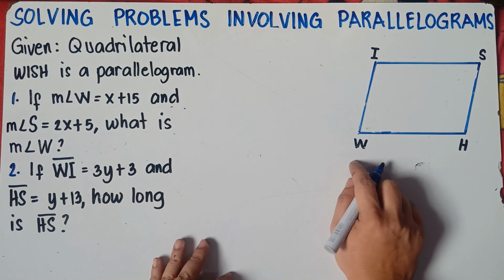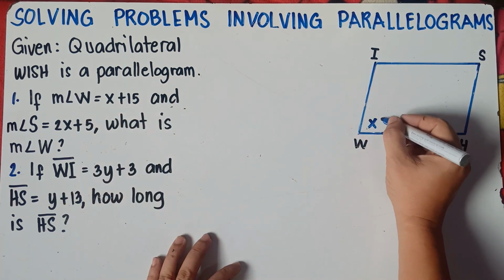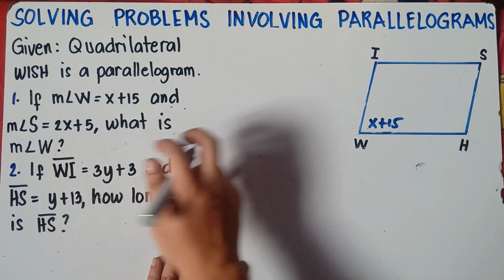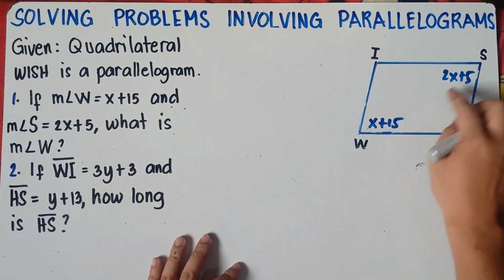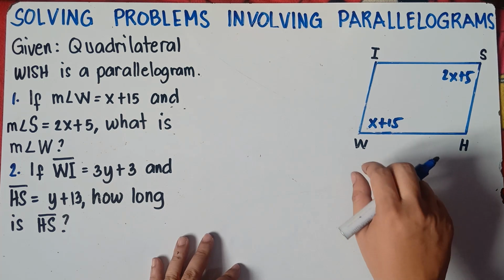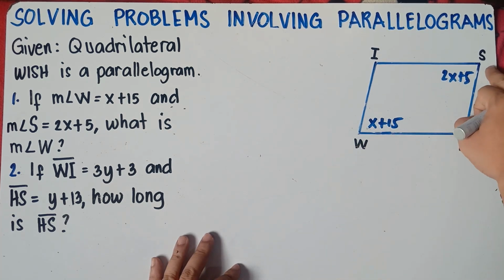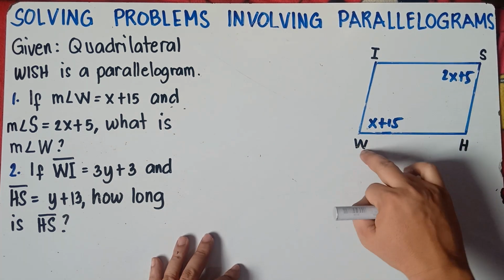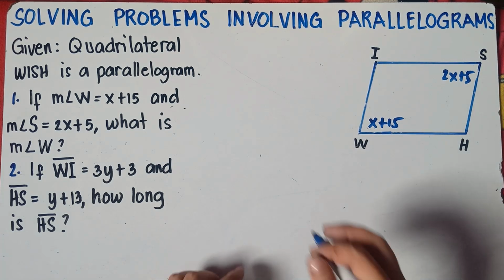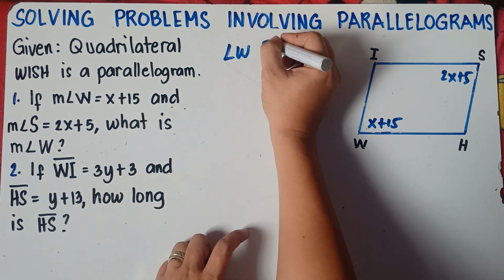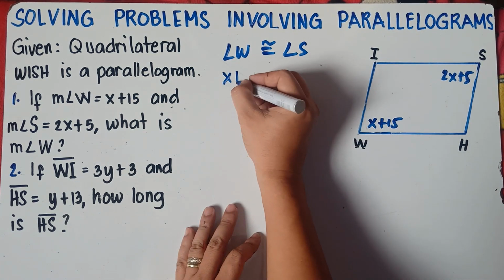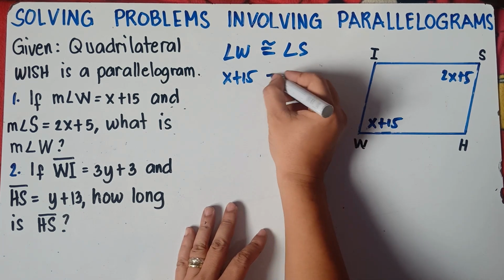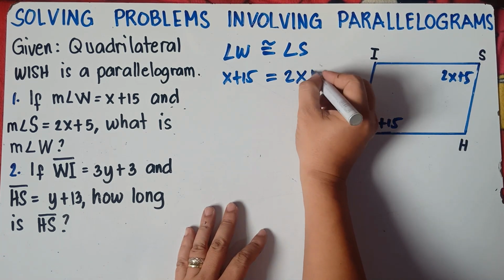Once again, you need to label this up. Angle W is x plus 15, and angle S is 2x plus 5. Now, one property of a parallelogram, class: the opposite angles are congruent. Once again, angle W is congruent to angle S. If they are congruent, therefore we can equate them. Angle W is congruent to angle S, and then we can say that x plus 15 for angle W is equal to 2x plus 5.